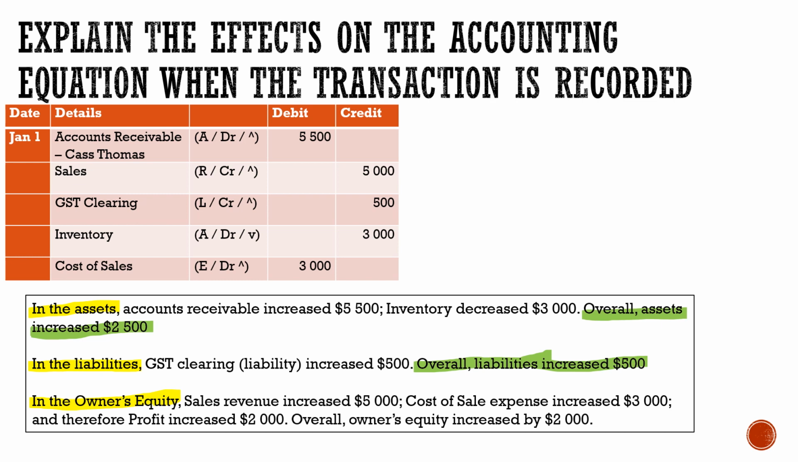In the owner's equity, the sales revenue increased by $5,000. Cost of sales expense increased by $3,000. And therefore, the profit increased $2,000. And again, making it specific to the owner's equity, increased by $2,000. So note here in the owner's equity, we have to be very careful to ensure that we are showing the effects on the sales revenue, the cost of sales expense, and how that affected the profit, which then affects the owner's equity.